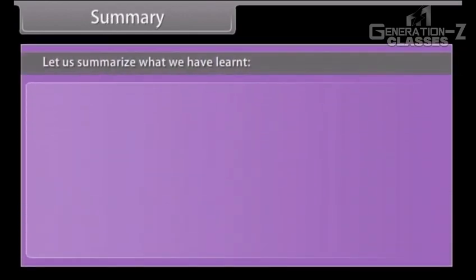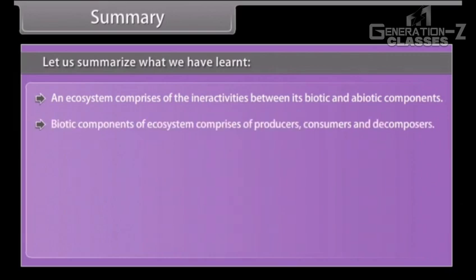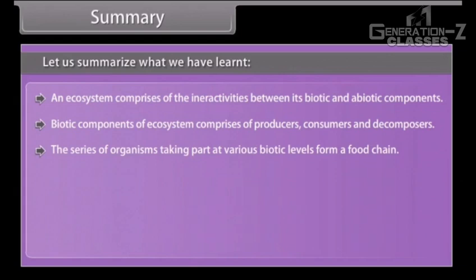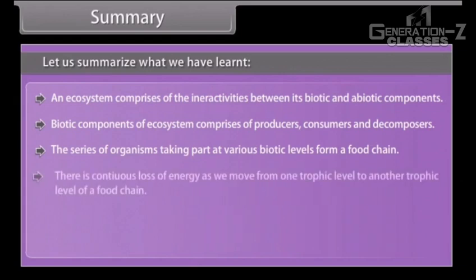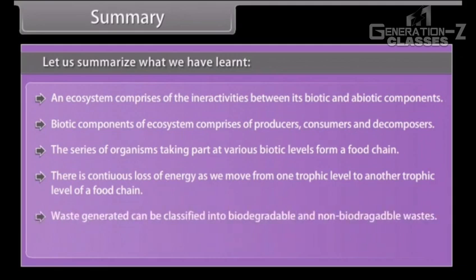Summary. Let us summarize what we have learnt. An ecosystem comprises of the interactivities between its biotic and abiotic components. Biotic components of ecosystem comprises of producers, consumers and decomposers. The series of organisms taking part at various biotic levels form a food chain. There is continuous loss of energy as we move from one trophic level to another trophic level of a food chain. Waste generated can be classified into biodegradable and non-biodegradable wastes. The use of chemicals like CFCs is causing ozone depletion.